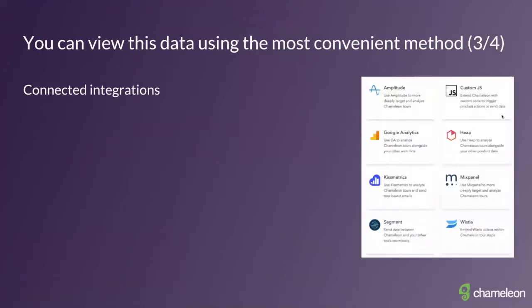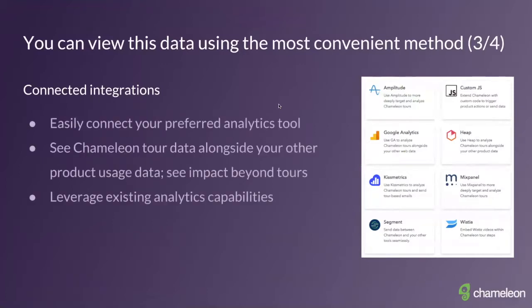The third way is to connect an integration. So we have various integrations, including the ones listed here. The benefit of connecting an integration is that you will be able to see your Chameleon tour data alongside any other product usage data that you're already collecting. So presumably you're evaluating how your users are engaging or retaining, and you have instrumented some analytics for your product. And so that can be supplemented with tour data.